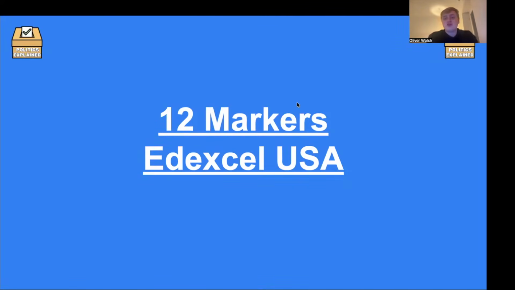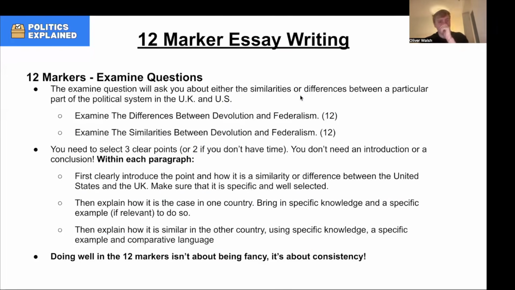Have a look now at 12 markers for Edexcel USA. So, we're going to first look at the examine question. The examine question will ask you either about the similarities or differences between a particular part of the political system in the UK and the US. And you'll get 2 questions and you'll pick between them. So they could be things such as examine the differences between devolution and federalism, or examine the similarities between devolution and federalism. Or it could be lots of different parts of comparing the US with the UK.